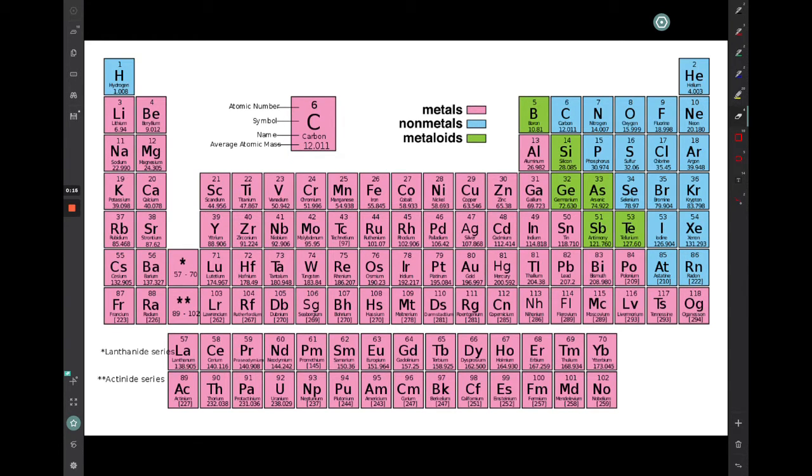So just to point out, if you remember, last week we were talking about the metals. Those were represented by all of the pink elements on this periodic table. And now we're going to look at the nonmetals, which are going to be characterized by blue. And then we're also going to look at the metalloids, which will be characterized by green on the periodic table.